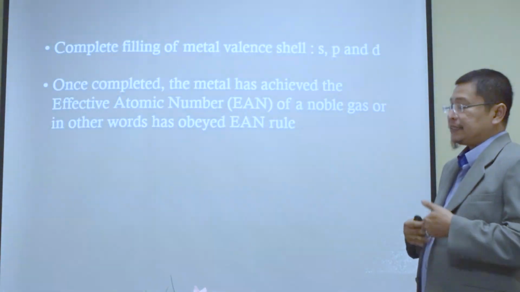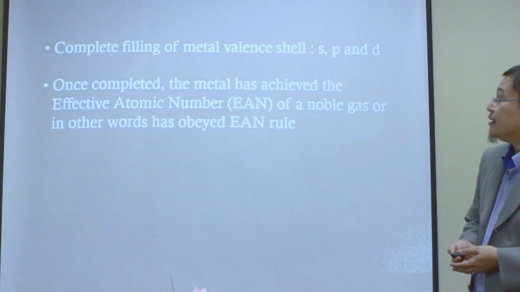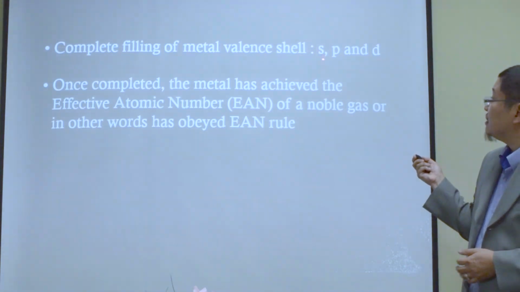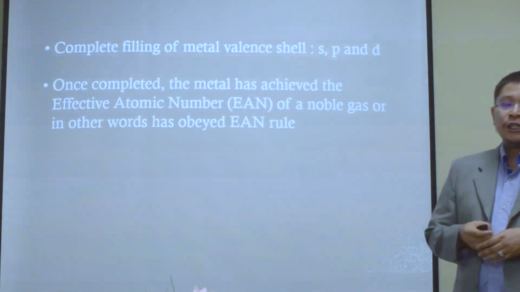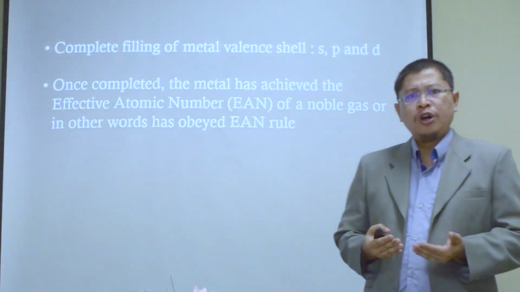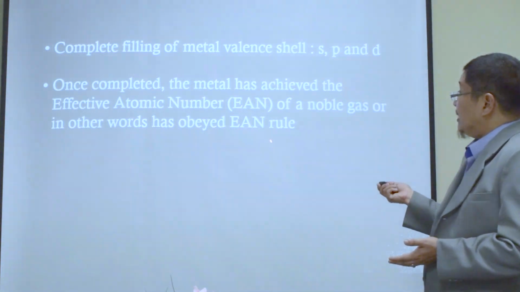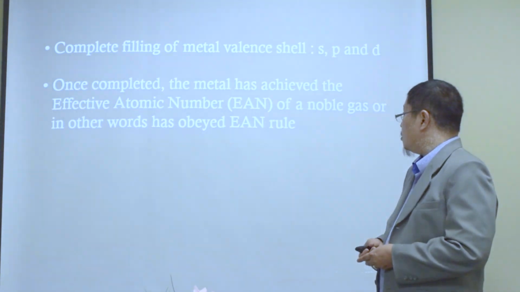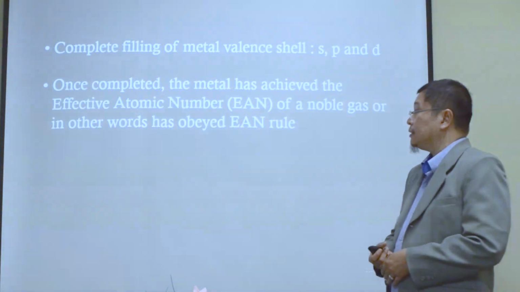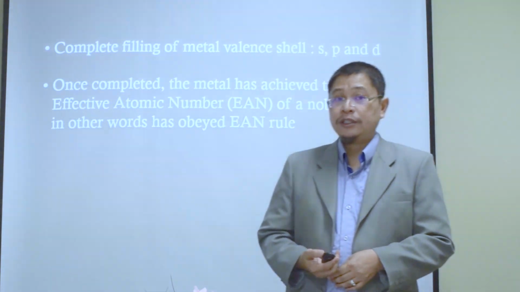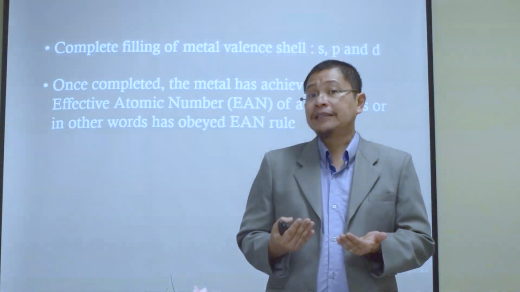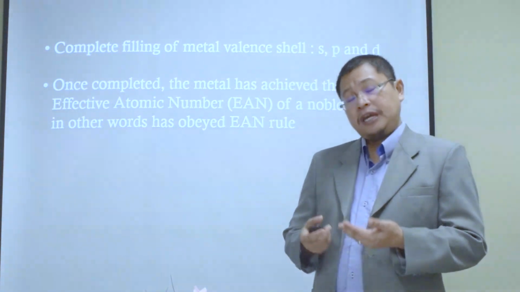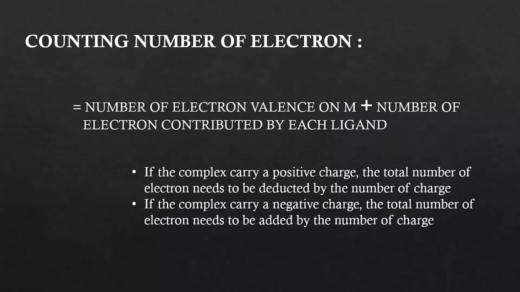The 18 electron rule basically refers to a complete filling of the metal valence shell. It has 3 orbitals, s, p and d. If all these 3 orbitals are fully filled with electrons, we say that the metal has achieved the effective atomic number of a noble gas, or in other words, has obeyed the 18 electron rule. So those metals or metal complexes that have achieved this rule can be said to be stable complexes.